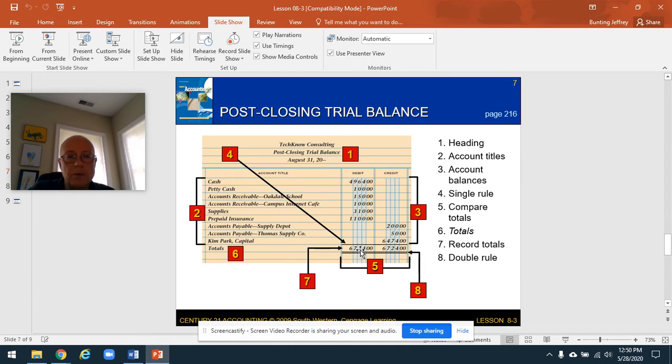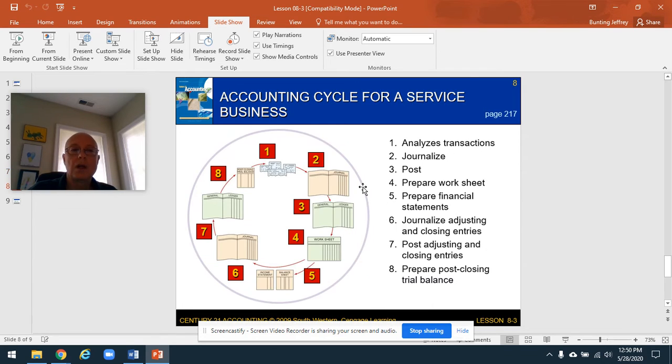The double line is called ruling. This is called proving right here. This equals this. That's proving. This is the double rule. That's all we're going to do, guys. This is an easy week. So this is what it looks like.